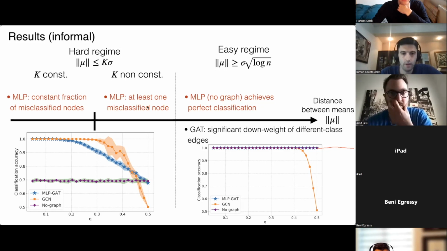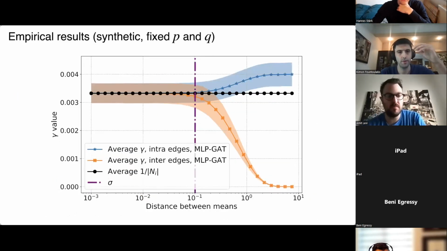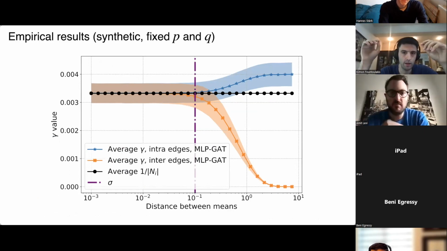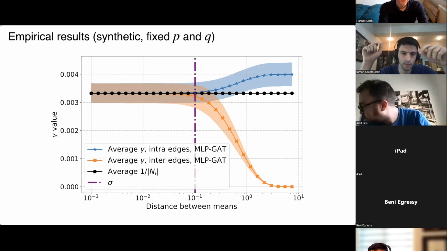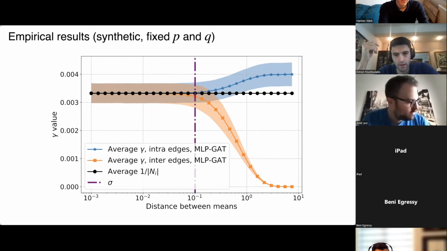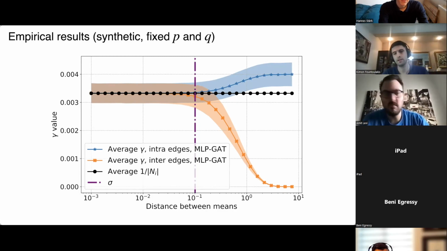Okay. So this was basically all the results that we have in one slide. Let me start getting a little bit deeper. What you see here is also a theory in the form of a plot. On the x-axis, we have the distance between the means. On the y-axis, we have the gamma values. And you can see the purple line is the standard deviation.